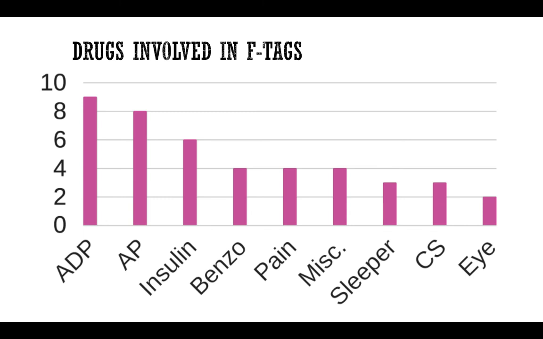Now, breaking this down further, this doesn't perfectly add up because some deficiencies don't really involve medication specifically. They may involve storage, processes, policies, procedures, and may not relate to a specific medication. So the numbers as far as drugs involved and the number of F tags doesn't exactly equate. Now, in the deficiencies where drugs were involved, here's how it played out. Number one, antidepressants, ADPs. That's what ADP stands for. Antidepressants were the top of the list, used very, very frequently.